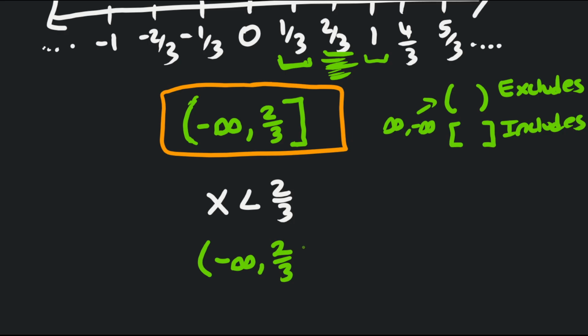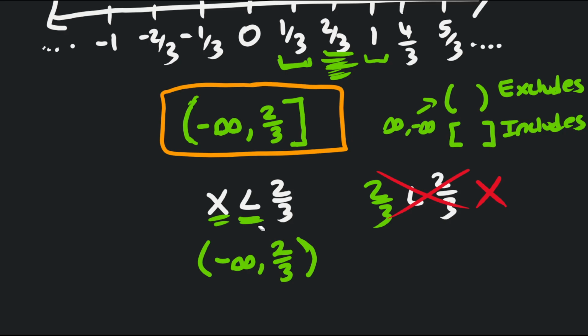So it's still 2/3, but you put a parenthesis here, not a bracket, because 2/3 itself doesn't work. Because if you go ahead and try to plug 2/3 into this inequality, 2/3 less than 2/3, that's not true. 2/3 is not less than 2/3. That is simply false. So we have to use a parenthesis here if there's no equal bar under the inequality.